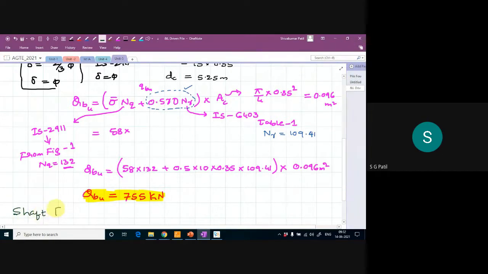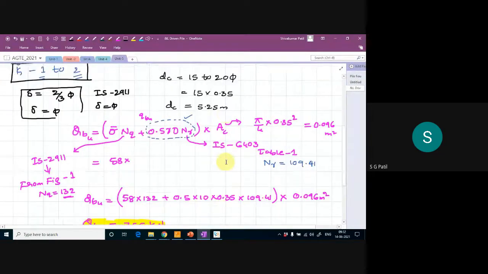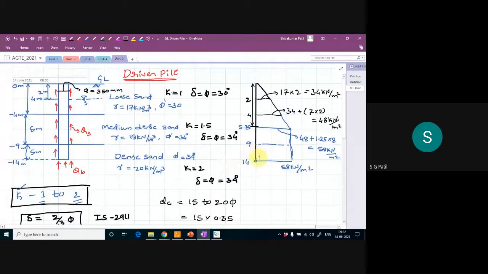Shaft resistance. Okay, so for the shaft resistance, I will start from the bottom. First I will calculate the shaft resistance between 9 meter and 14 meter, and then between 5.25 and 9 meter, and then between 4 meter and 5.25 meter, and then between 2 meter and 4 meter, and from 0 to 2 meter.